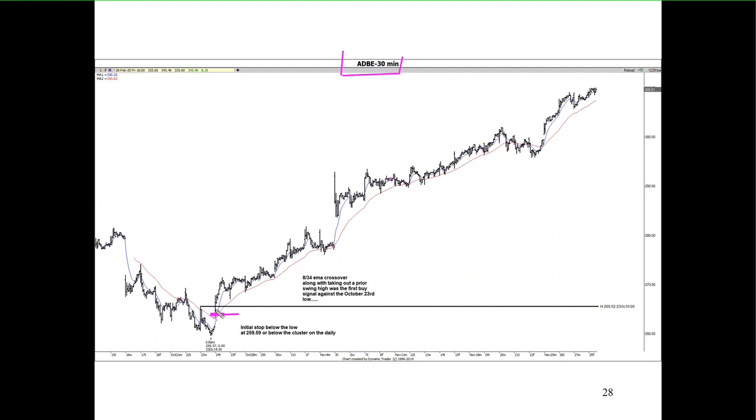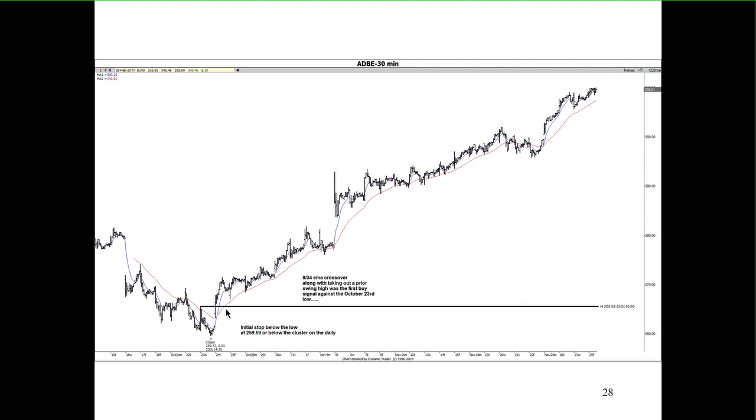And I also want to see a pattern shift. What I mean by that is we have a pattern of lower lows and lower highs, so I want to see that shift to potentially higher highs and higher lows. And what we need to see is a prior swing high taken out. Once both of those things occurred, that was right around the 265 area.